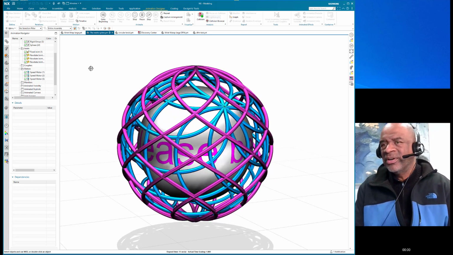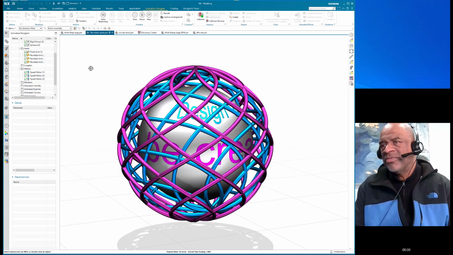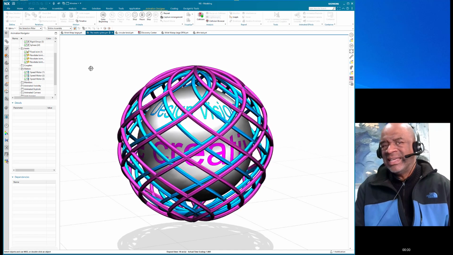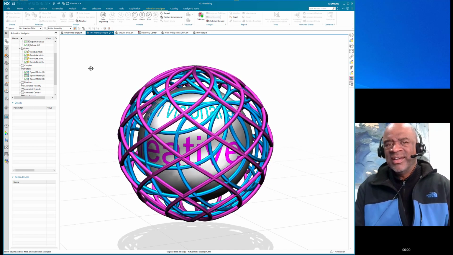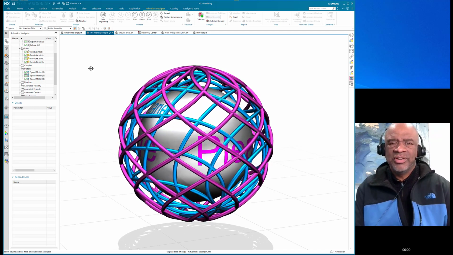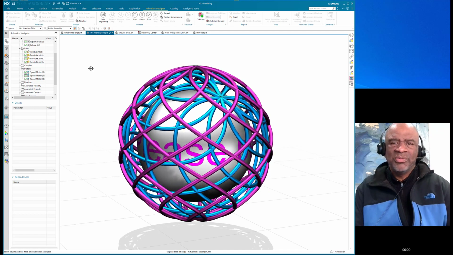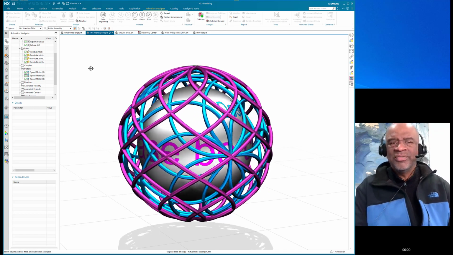I am very thankful to Siemens NX, to the good folks at Siemens, for creating software that's this powerful and so easy to use. And I'm very thankful for this career that I have in mechanical engineering and computer-aided design. It's so much fun. I would highly recommend it to anyone who has a creative proclivity.